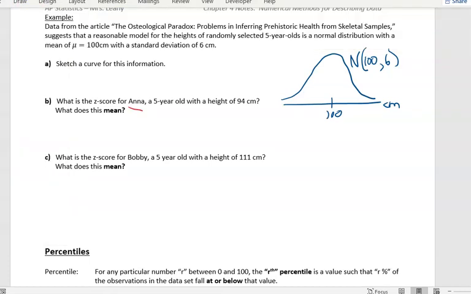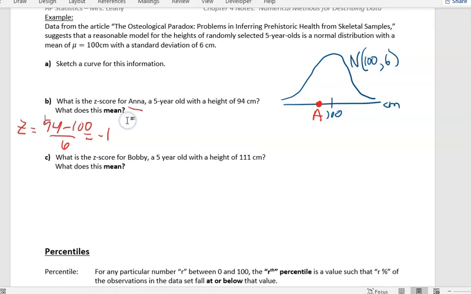Let's talk about Anna. Anna is a 5-year-old whose height is 94 centimeters. What does this mean? What is her z-score? So 94 is going to be somewhere over here on this side, which tells me that she's going to be below average. So we're expecting that her height is going to be below the mean, so it should have a negative z-score. So z equals her actual value, 94, minus the mean, 100, divided by the standard deviation, 6. That is negative 6 divided by 6. That is negative 1.